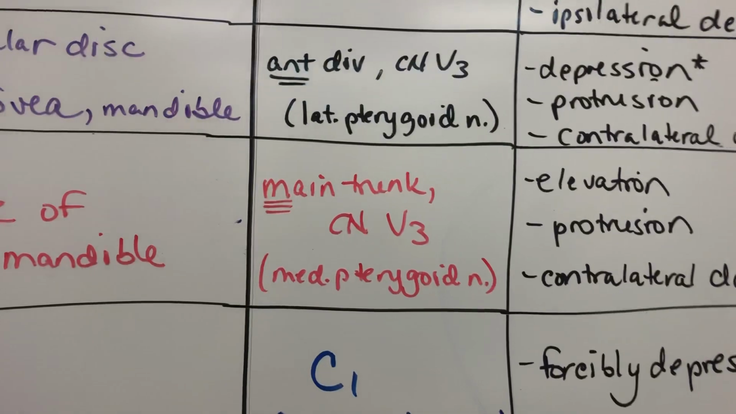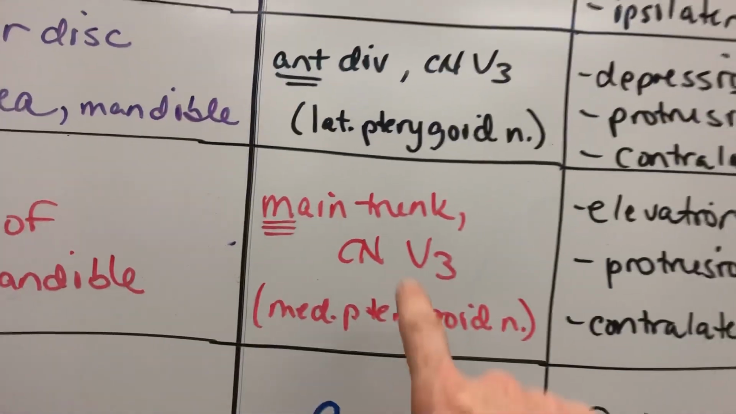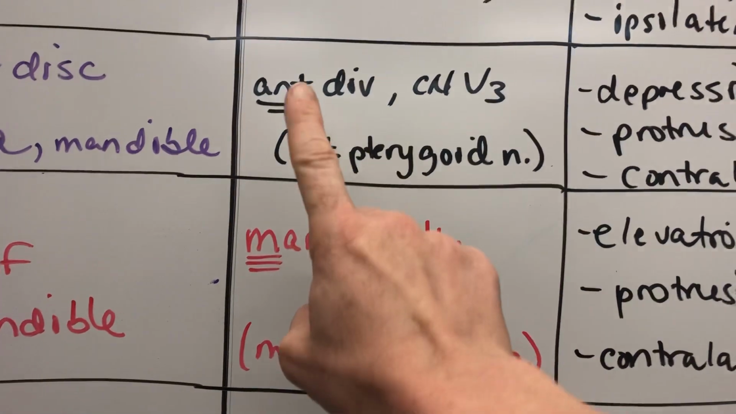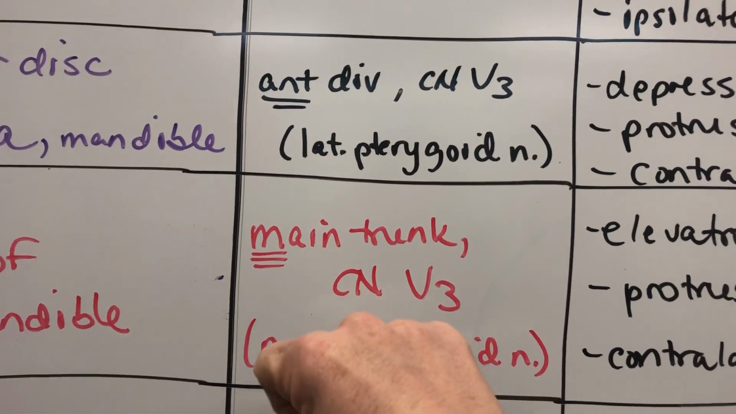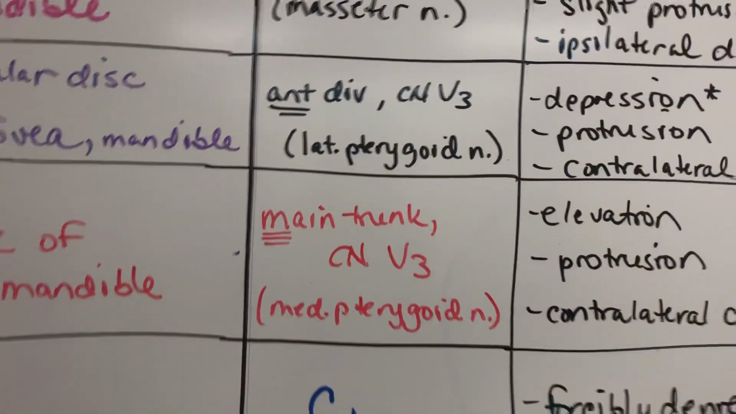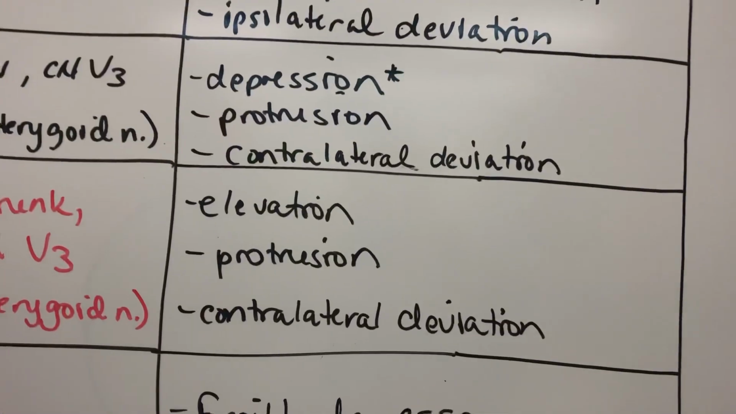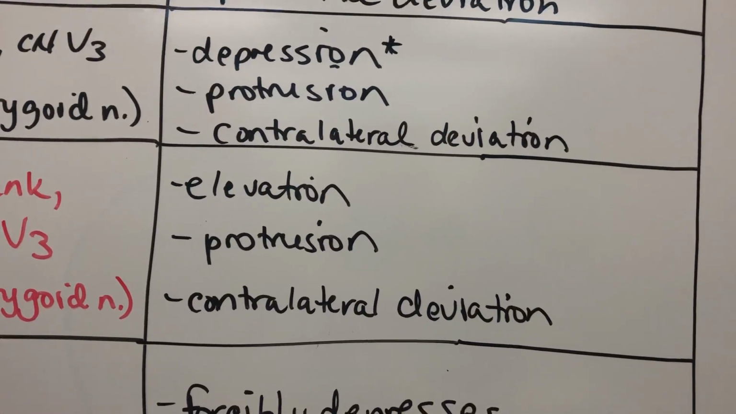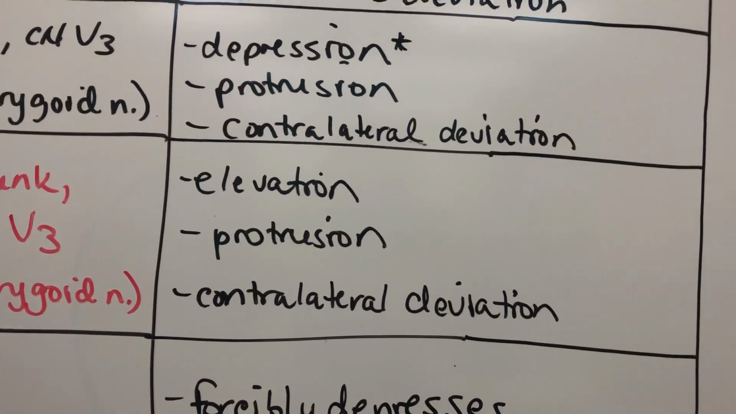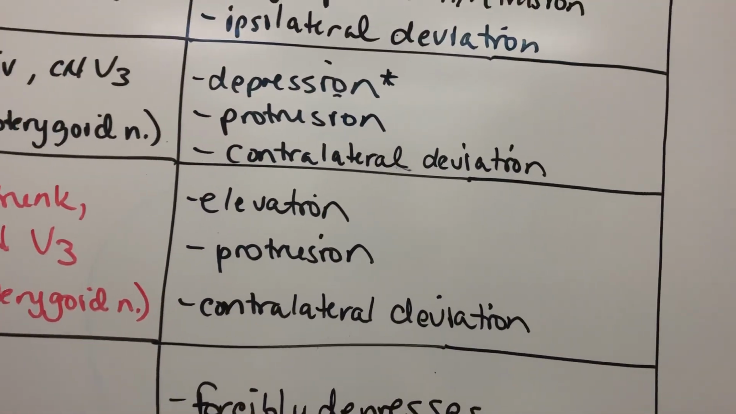Now this structure has a different innervation. It's still mandibular nerve V3, but it's the main trunk, not the anterior division, but the main trunk. Remember that medial pterygoid comes from main trunk. This is the medial pterygoid nerve. It does elevation like most of the muscles of mastication. Bilaterally, it can protrude, and if it contracts ipsilaterally, it will do contralateral deviation along with the lateral pterygoid.